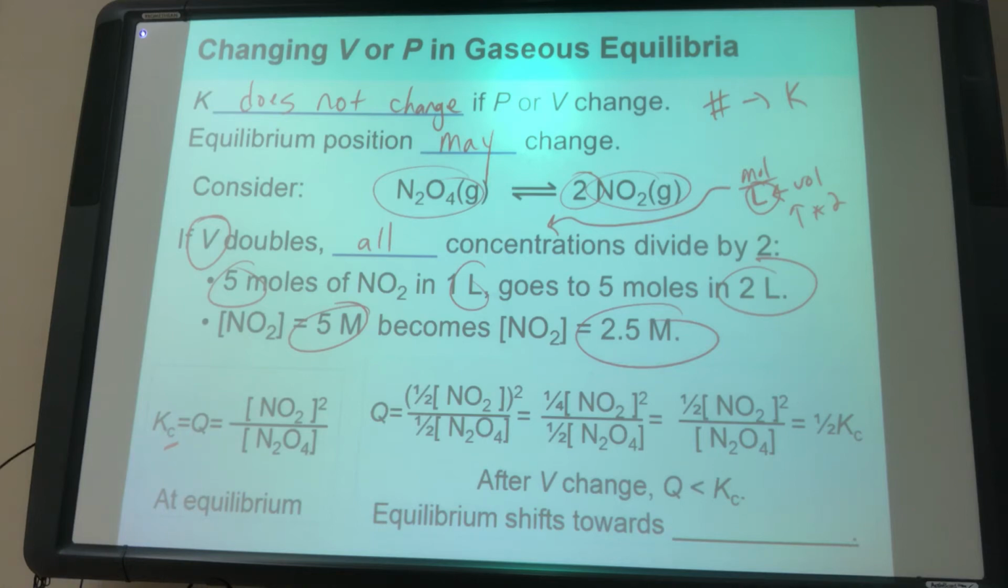So now my Q is going to be half the Kc. Because when I change the volume, I'm changing the Q, sorry. When I change the reaction, I change the equilibrium. It's got to find a new place. So it's going to have to shift. Okay? So when I change the concentrations, now it's going to change the Q. So now my Q is going to be less than the Kc because it's half. So what's going to happen, remember we said if Q is less than Kc, then I want my Q to get bigger. And if I want my Q to get bigger, it has to go towards products.